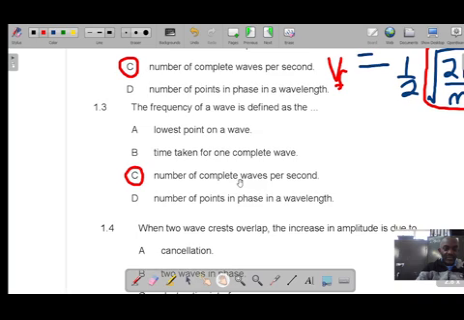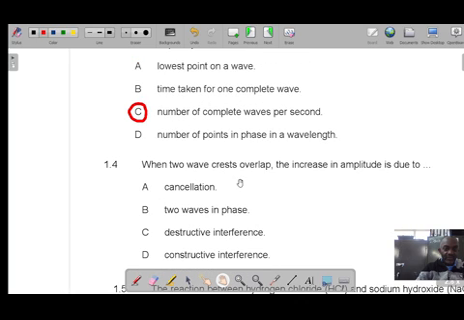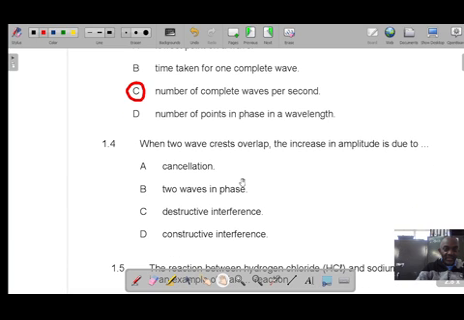We are saying that two wave crests overlap. The increase in amplitude is due to, now the crests are in the same direction, so when they overlap, they interfere, and the resultant wave is going to have a higher amplitude. So what we are going to form as our resultant wave is going to have a higher amplitude than the initial ones.